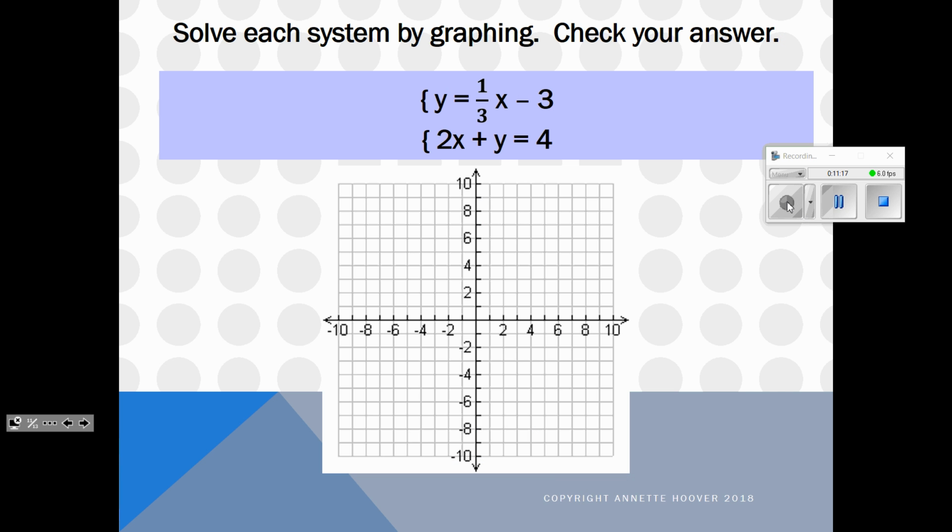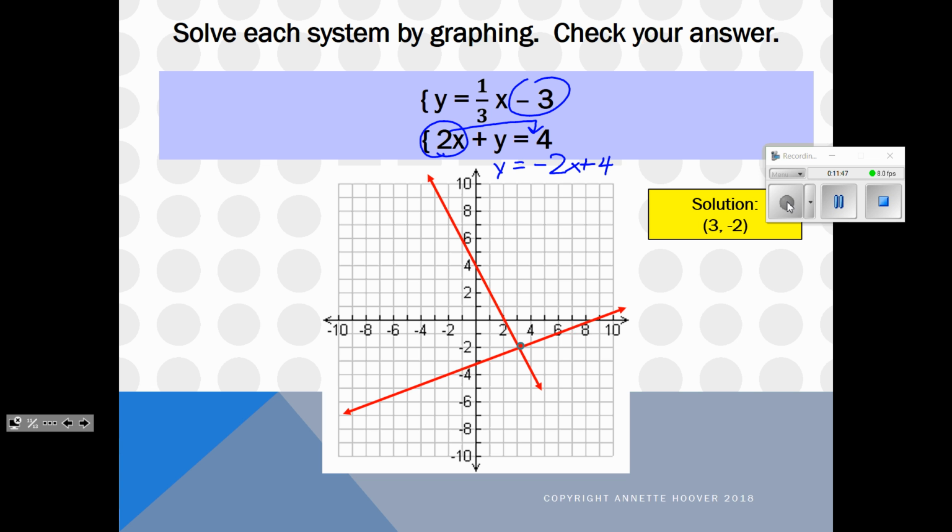Okay, another example. First one's in slope-intercept form. Our y-intercept is -3. Our slope is up 1 to the right 3, so it graphs like this. The second one is not in slope-intercept form. We have to move the x term, which is going to be the slope right here. We tell the 4 to scoot over, and that would be a -2x. So our y-intercept is 4, down 2, over 1. It graphs like this. It looks like they cross at (3, -2), and when we check it, they check out.